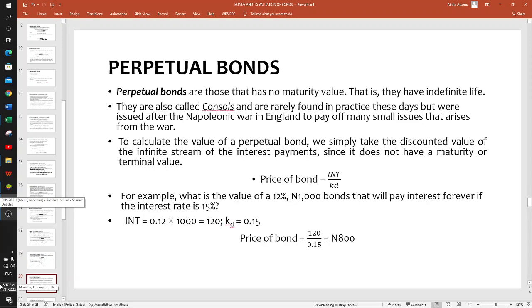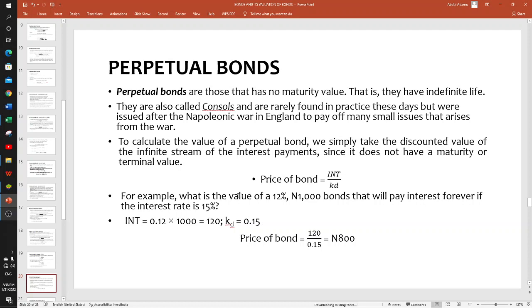So the next thing is the perpetual bond, or what we call console. From the name you can see they have no maturity value. So for no maturity value, they have indefinite life. So this bond pays only interest for life. These days they are not really found, but they were used in England in the olden days. To calculate, we simply discount the interest backward. So they use the perpetuity formula, interest, discounted using the required rate of return.